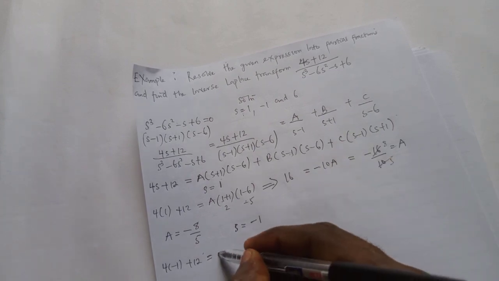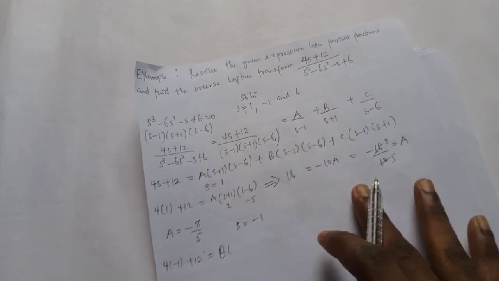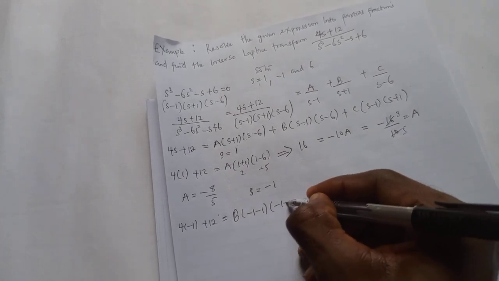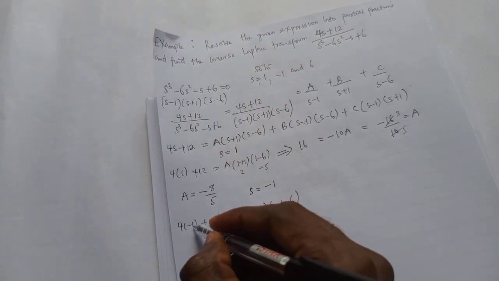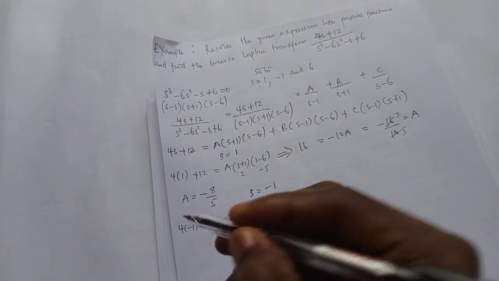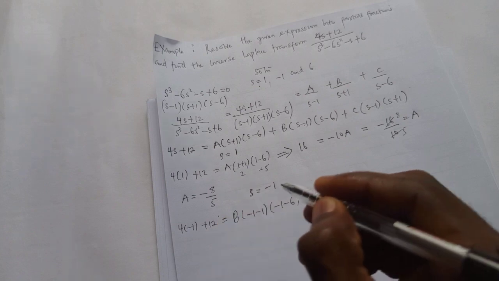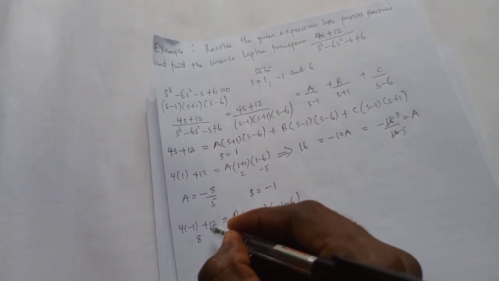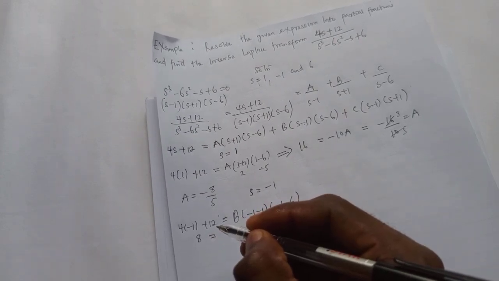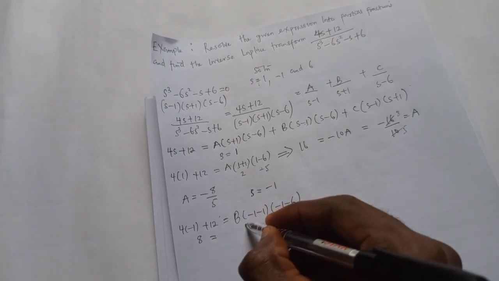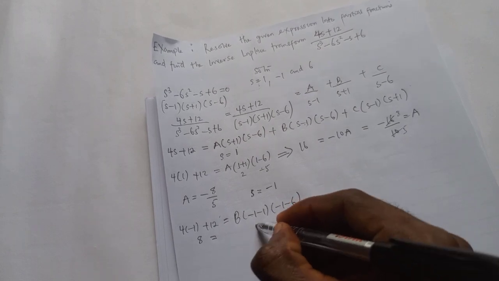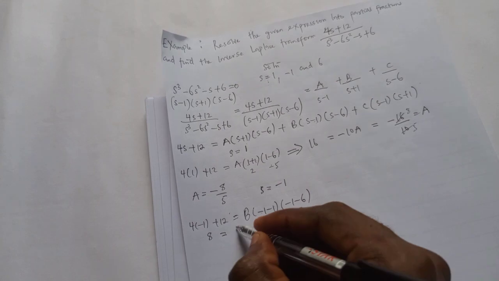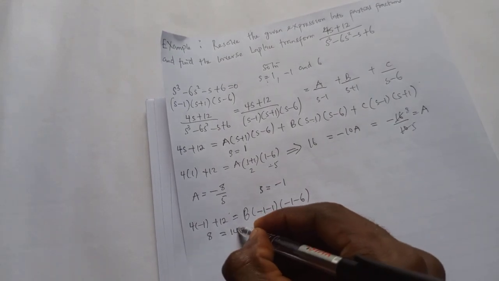So what I have here is b into minus 1 minus 1 and minus 1 minus 6. So minus 4 plus 12 gives me 8. So this is equal to minus 1 minus 1 gives me minus 2, and this gives me minus 7. So of course it gives me positive 14, so 14b.